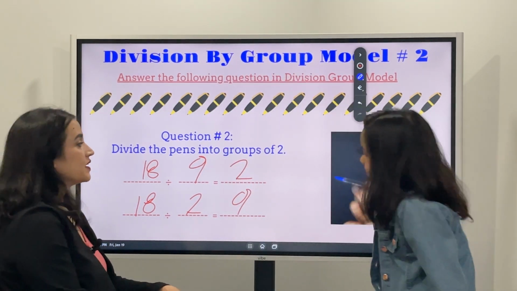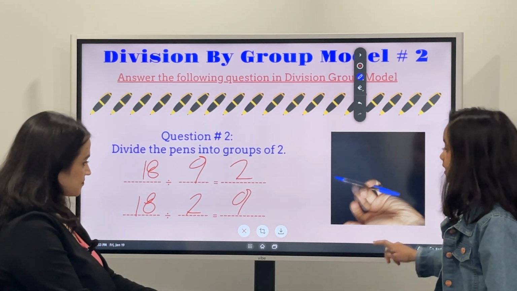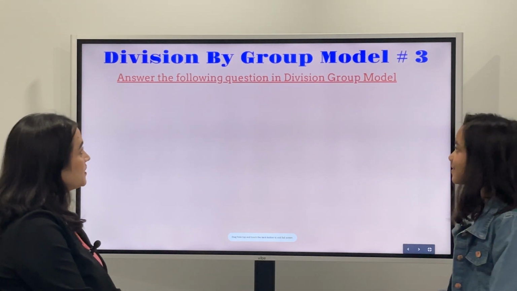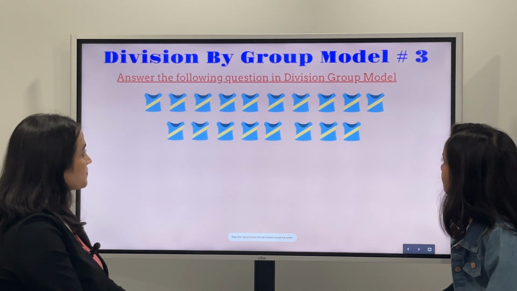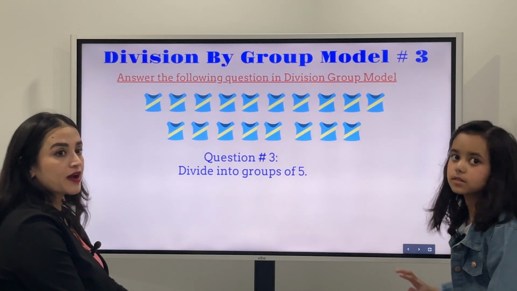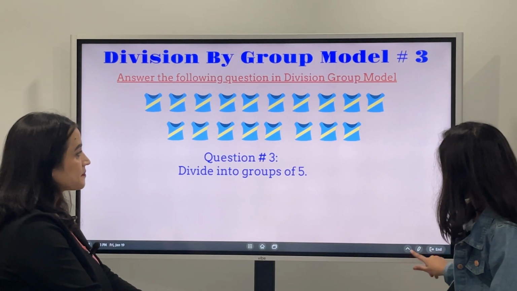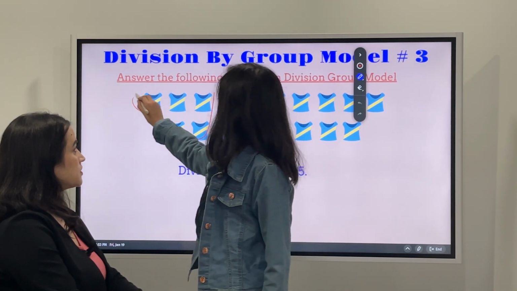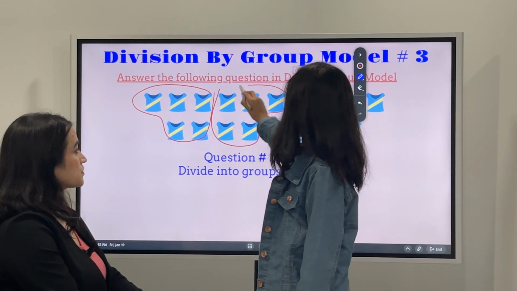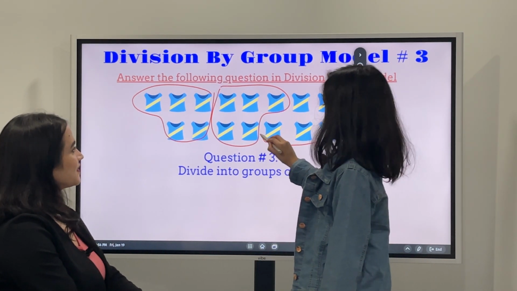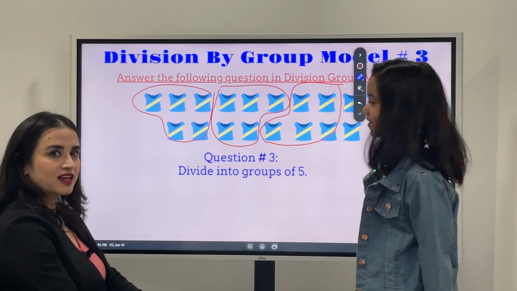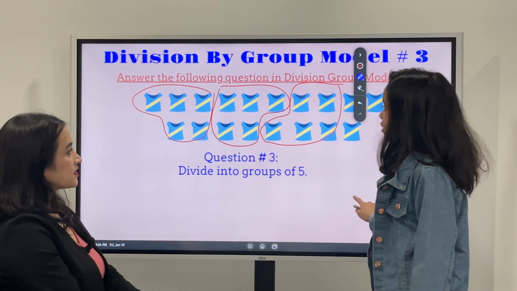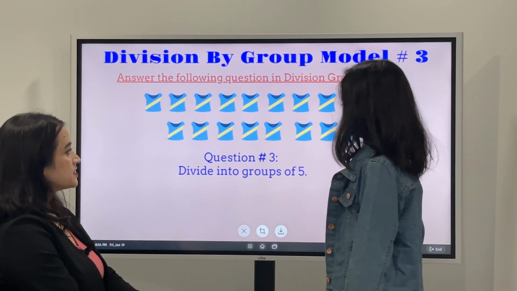Great, good job. Okay, let's see the answer. There are no answers, but that's okay. The next question is: divide into groups of 5 and make the division sentences. So 5, how many? 1, 2, 3. And there are only 3 remaining. So 3 groups of 5 plus 3 remaining.